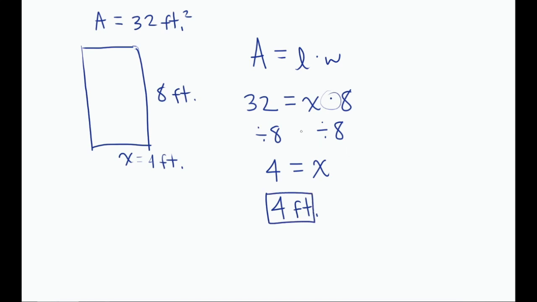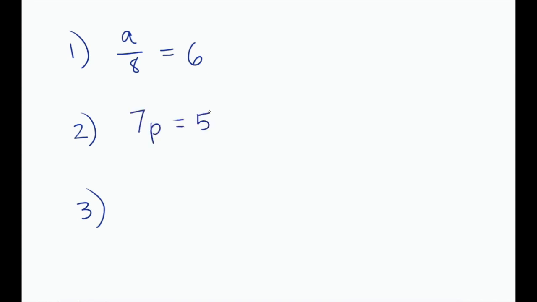Okay, let's do some practice problems together here. I'm going to give you 3 problems to do, and after I write them, I want you to pause the video and try them yourself. So number 1, A divided by 8 equals 6. Number 2, 7p equals 56. And number 3, 3/5 x equals 9. Go ahead and pause the video right here, give these a try, and then hit play when you're ready.